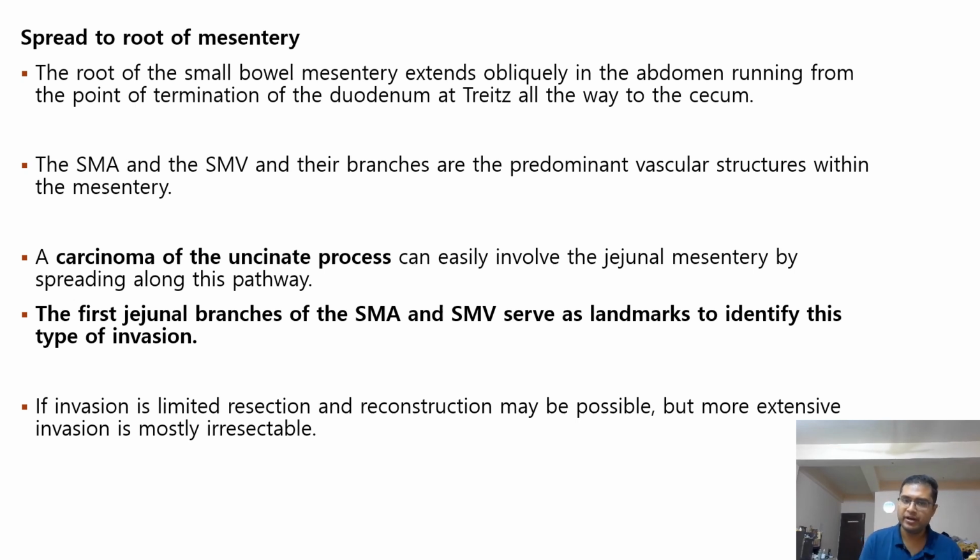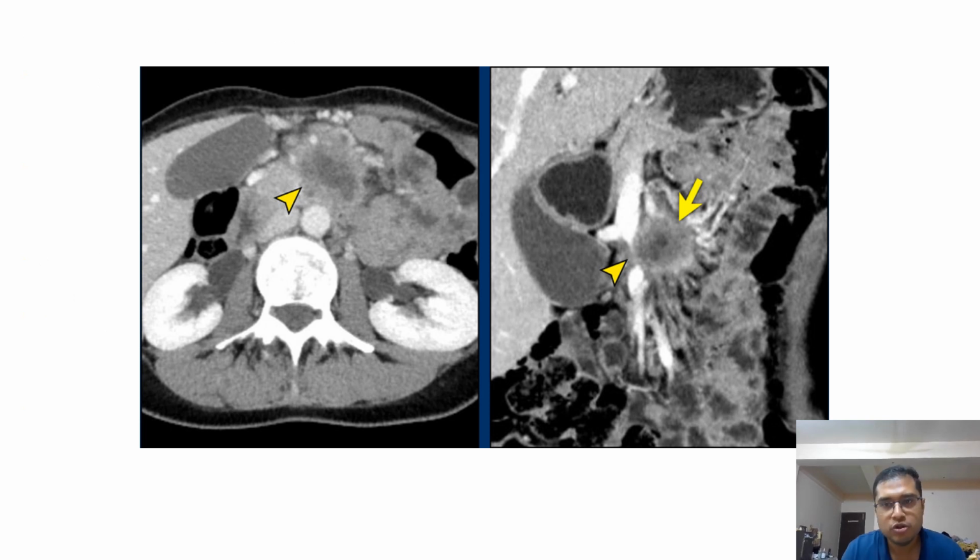So if the invasion is limited, resection and reconstruction is possible, but more extensive involvement is suggestive of unresectability. Here it shows the first jejunal branches which are actually involved with the soft tissue of the tumor. Particularly, carcinoma of the uncinate process of the pancreas shows this type of spread.